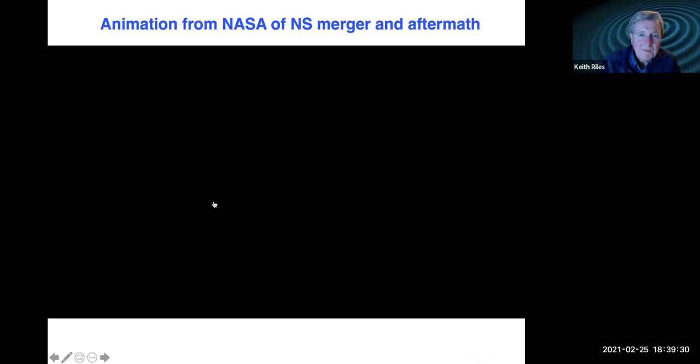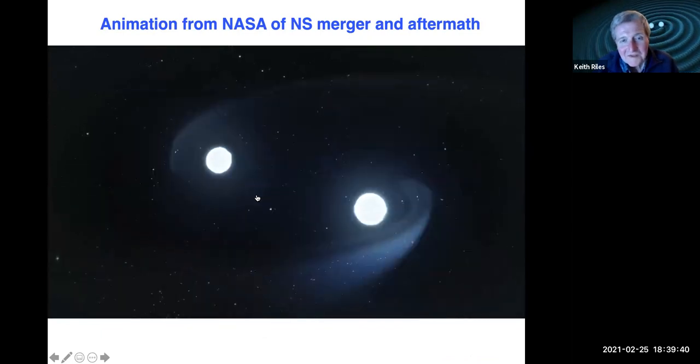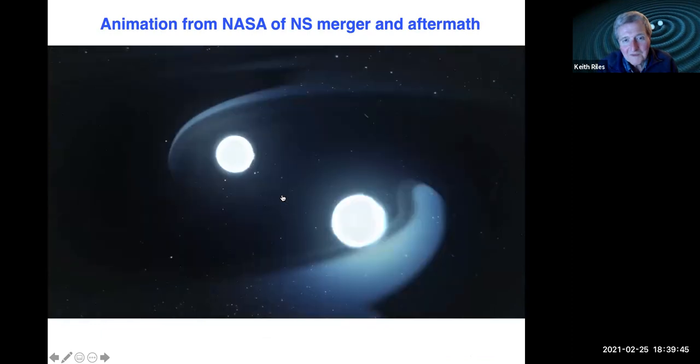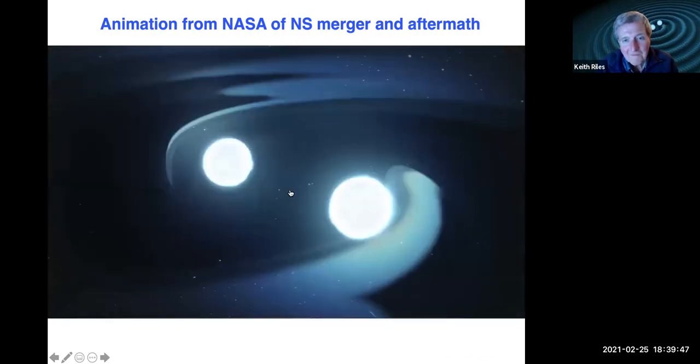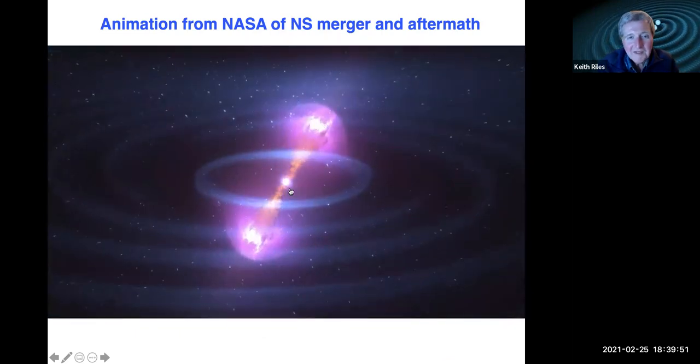Let me play for you an animation from NASA of this neutron star merger and the aftermath. It's a NASA production, so it's fancy. So we have two neutron stars coming together. Bang. They come together, they merge.